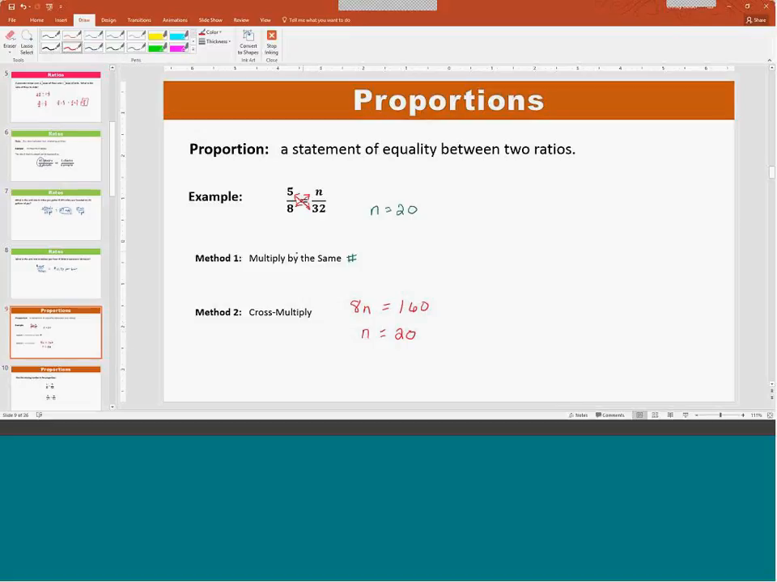So either method can be used to solve a proportion, either multiplying by the same number, both in the numerator and denominator, or cross-multiplying. And sometimes you can use method number 1, but sometimes you're going to need to use method number 2. Now let's look at examples.